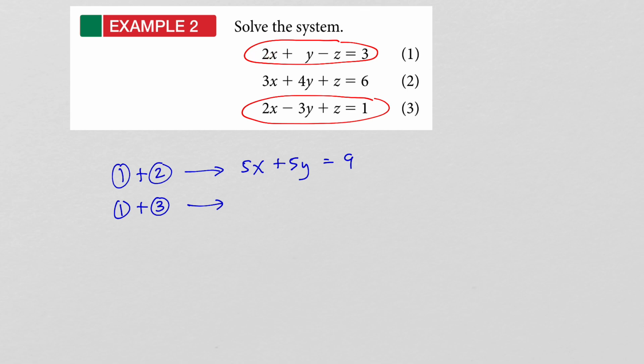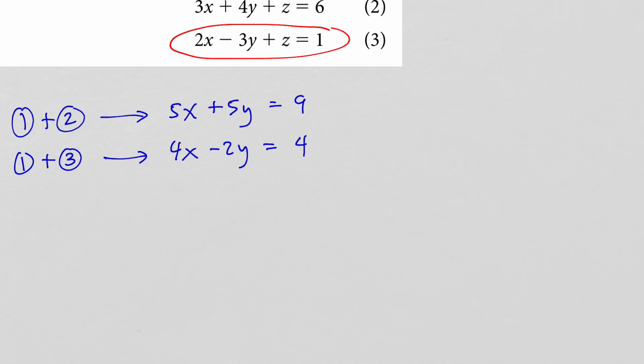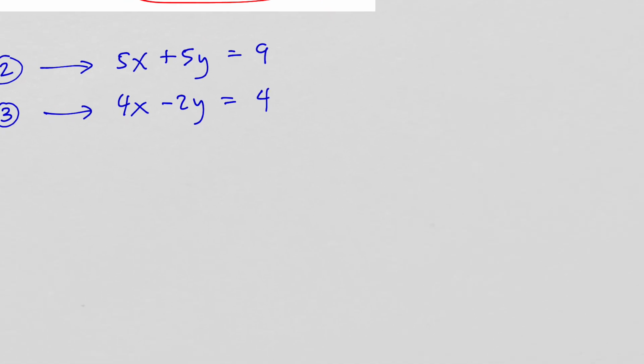We're going to get 2x plus 2x is 4x. Positive y and negative 3y is negative 2y. Negative z and positive z cancel out, and 3 plus 1 is 4. So in this case, we get to a 2x2 system quite easily. Now we just have to solve this 2x2 system.